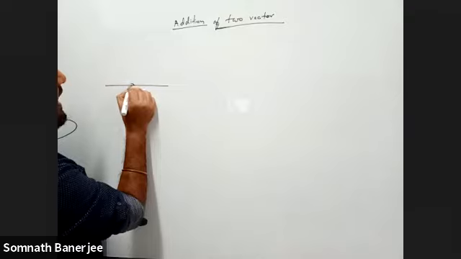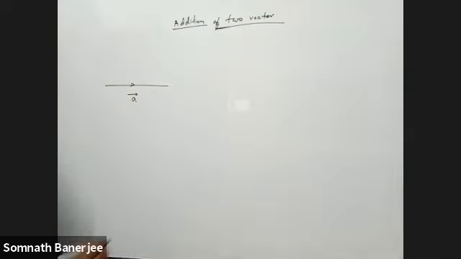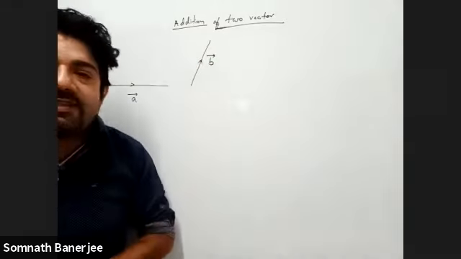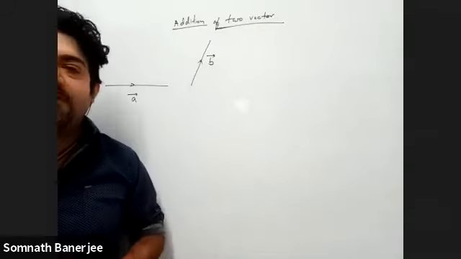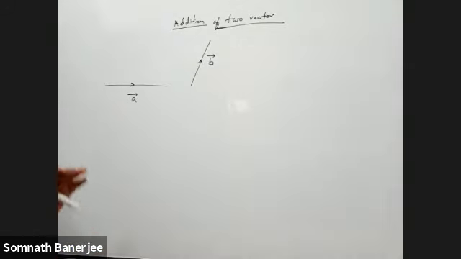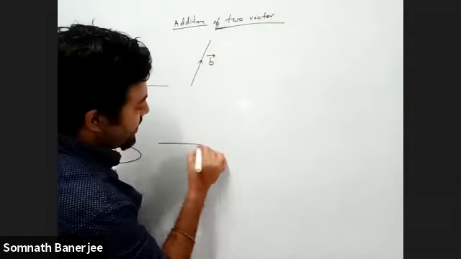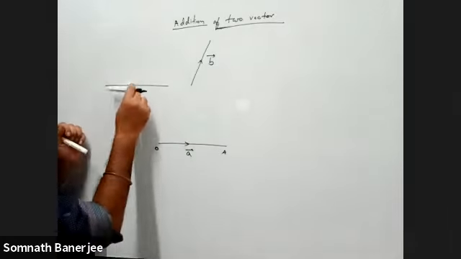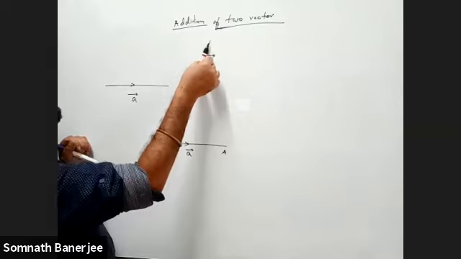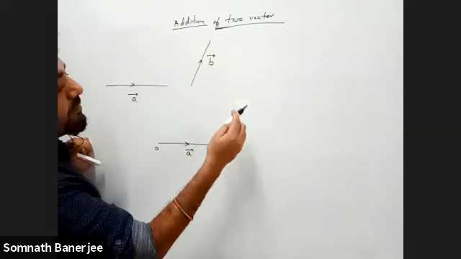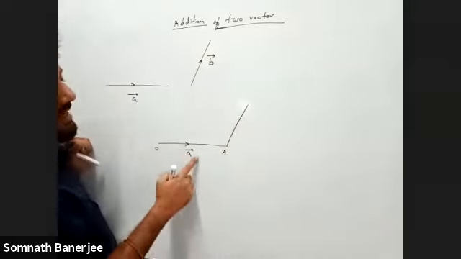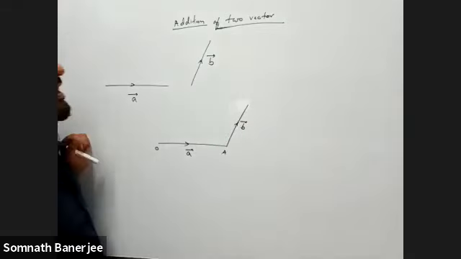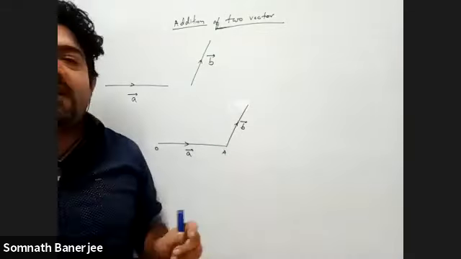So suppose we have a vector A, and we have another vector B, and we have to add these two vectors, and this addition is called the triangle rule of vector addition. So for that, A is one vector. Let O be the initial point, A the final point. So we put this vector here, and this is the second vector, so we put it like this. Now we are trying to join the head of the first vector with the tail of the second vector.